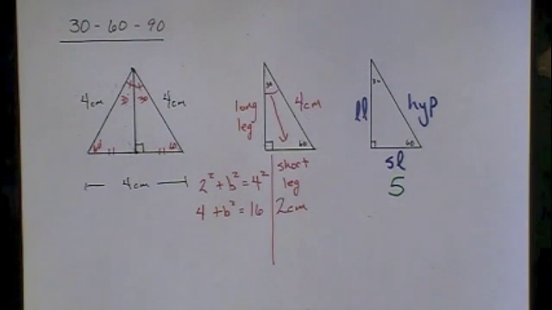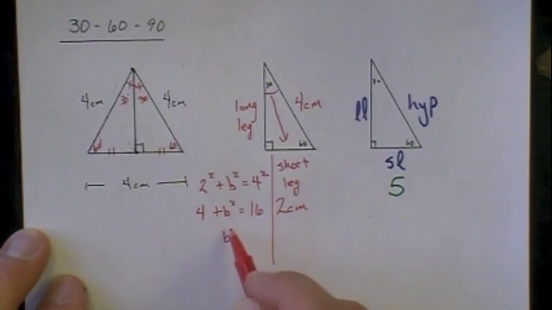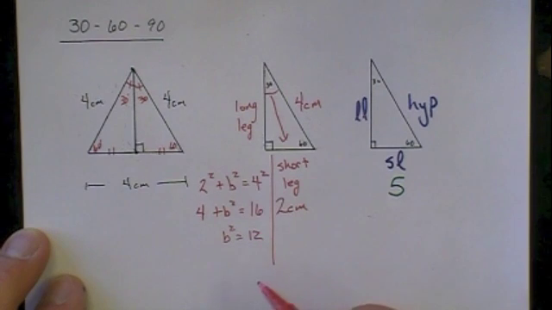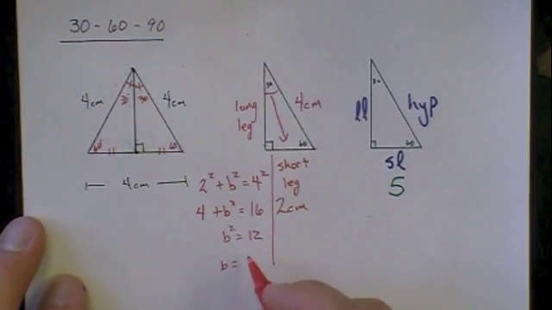Okay, so when we're solving for b, we've taken 2 squared is 4, and 4 squared is 16. We're going to subtract that to this other side, so b squared is equal to 12. When we take the square root of 12, remember to keep your answer in simple radical form, we end up with our long leg being 2 square root 3 centimeters.